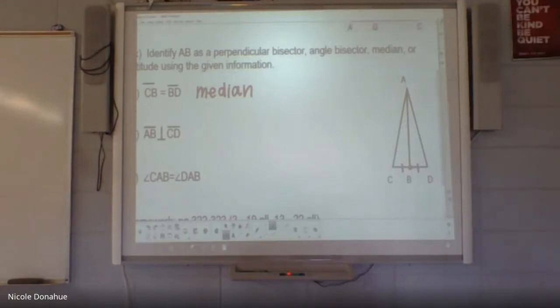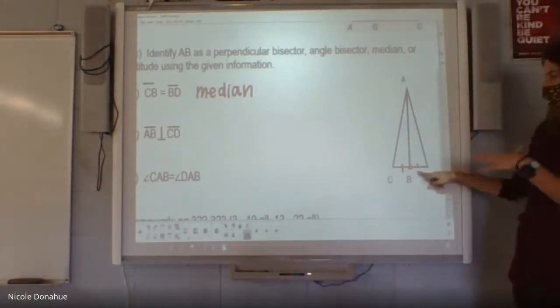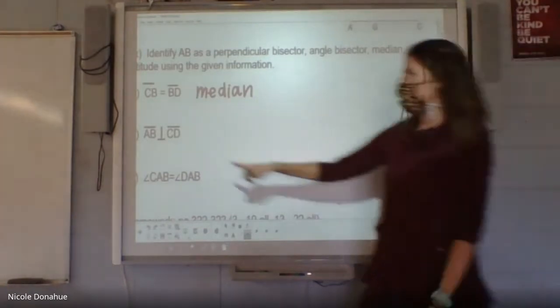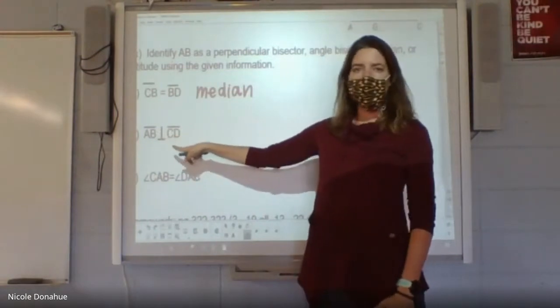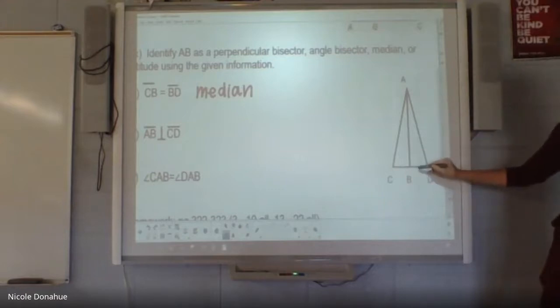Now you have to pretend like you don't know that. So now we're going to erase that. The next part is a totally new part of this. And then we didn't know that at all. The next one says AB is what to CD? What does that mean again? Perpendicular, very good. AB is perpendicular to CD.